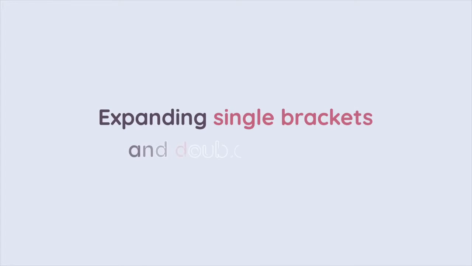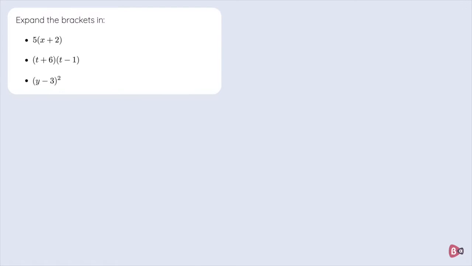In this video, I'll show you how to expand single and double brackets. We'll go over 3 examples. The first example is 5 times x plus 2, the second is t plus 6 times t minus 1, and the third is y minus 3 squared. So let's copy the first example.